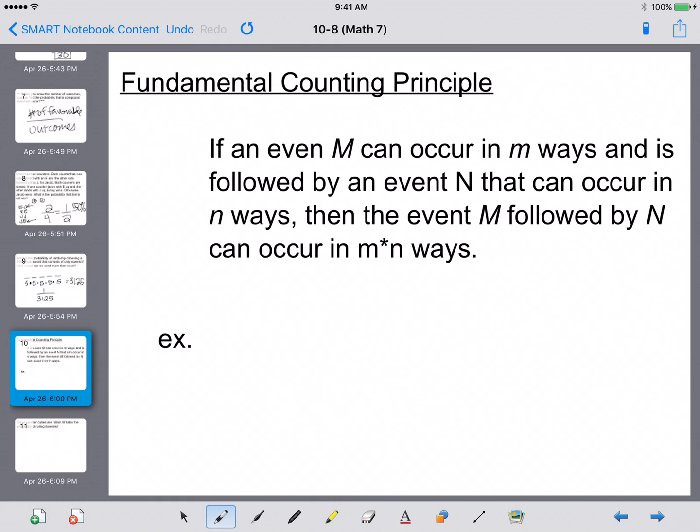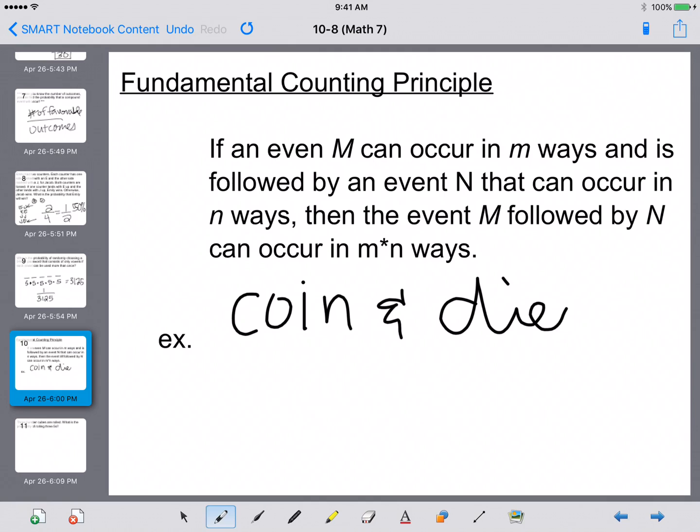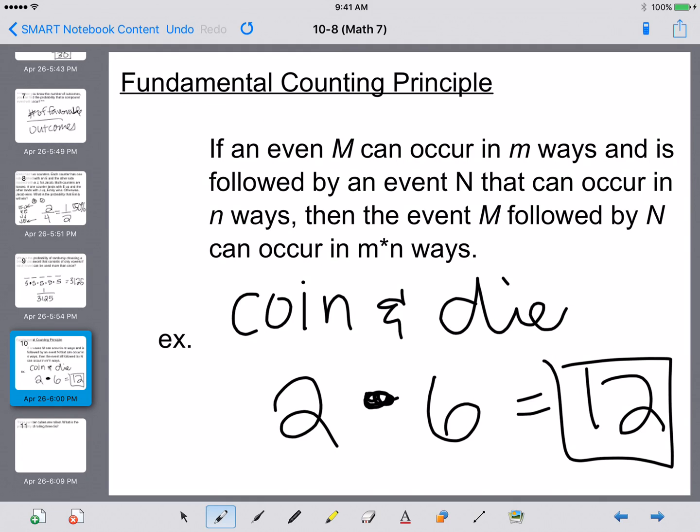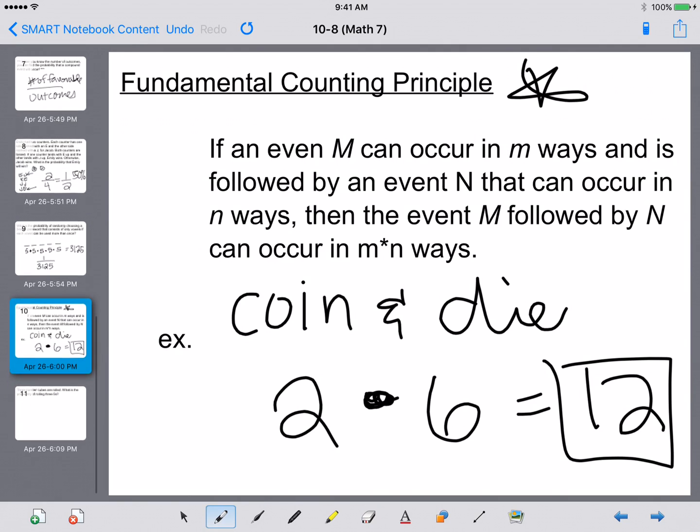The fundamental counting principle says that if an event M can occur in M ways and is followed by an event N that can occur in N ways, then the event M followed by the event N can occur in M times N ways. So that's just what I was saying earlier, like if we're flipping a coin and rolling a die. The number of outcomes for the coin is 2, times the total number of outcomes on the die, which is 6. So your total amount of outcomes is 12. And that's just what we've been going over earlier, but the big fancy word for you here is the fundamental counting principle.